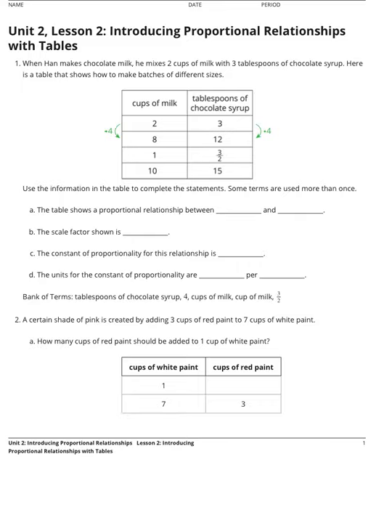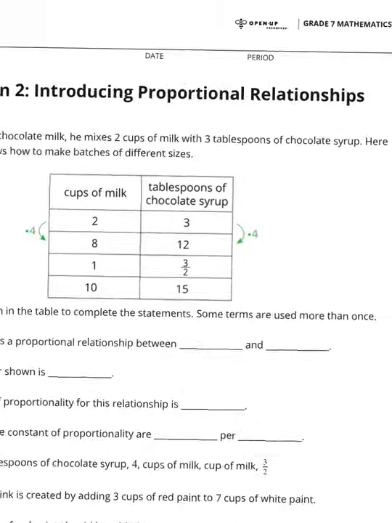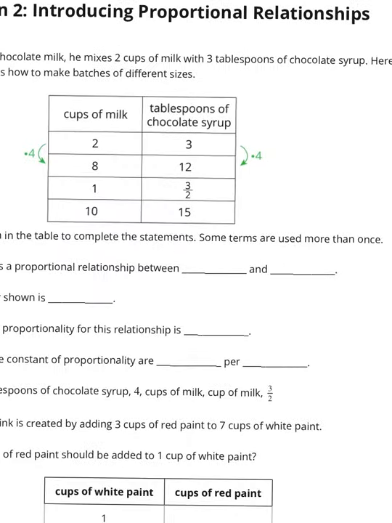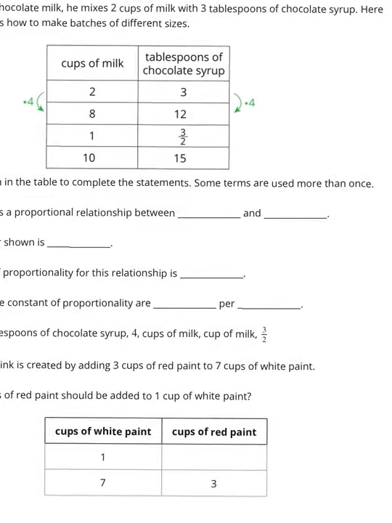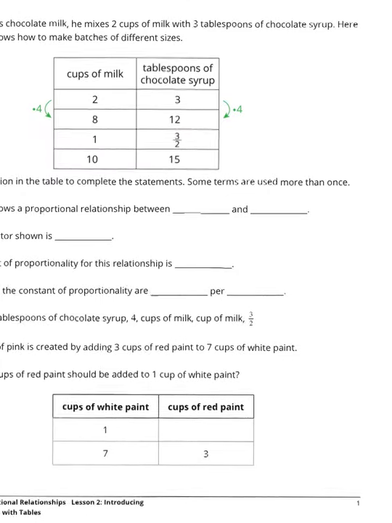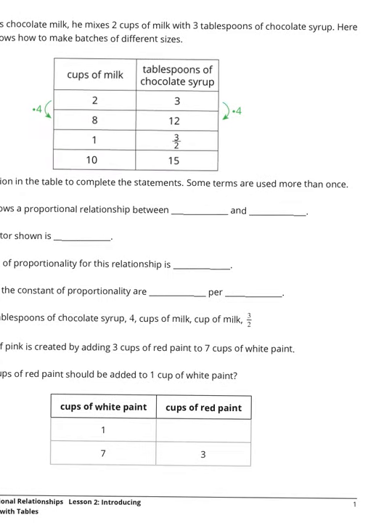Here are our questions for lesson 2. When Han makes chocolate milk, he makes 2 cups of milk with 3 cups of chocolate syrup. Here's a table. And again, for this question, there was a word bank down here. Use the information to complete the statements. Some terms are used more than once.